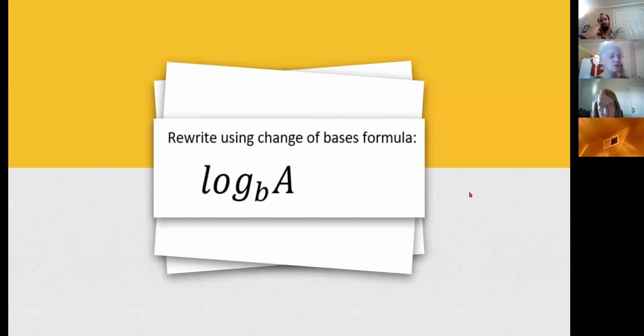Rewrite this using the change of base formula. Log base B of A. And that would just be the log of A divided by the log of B.